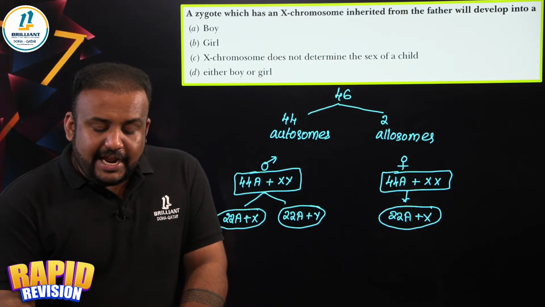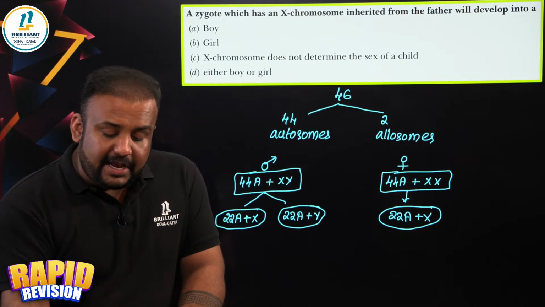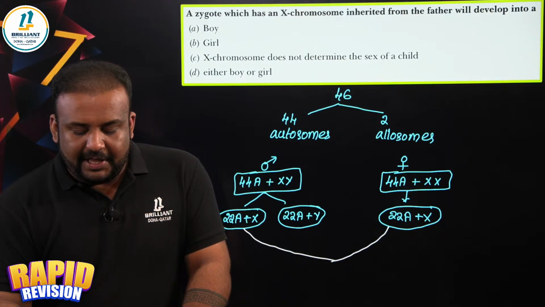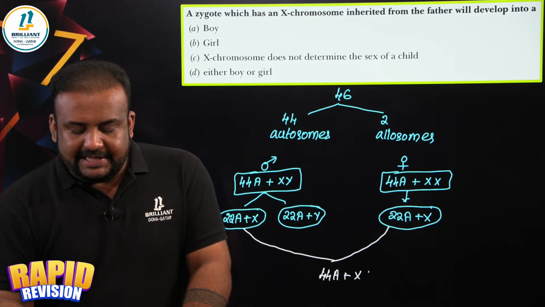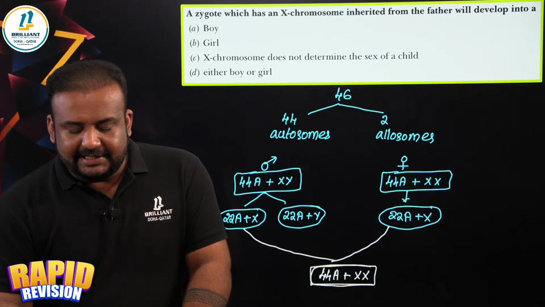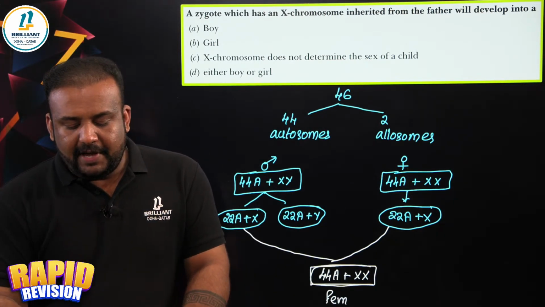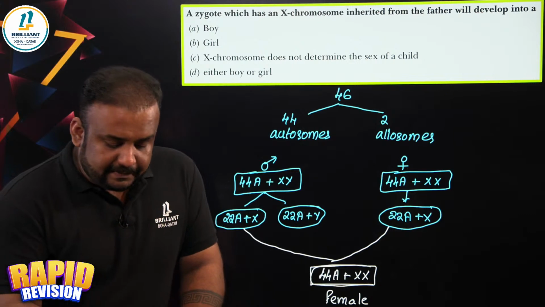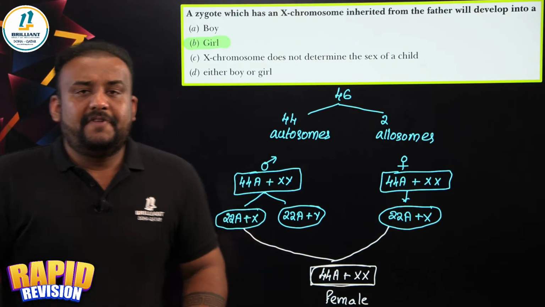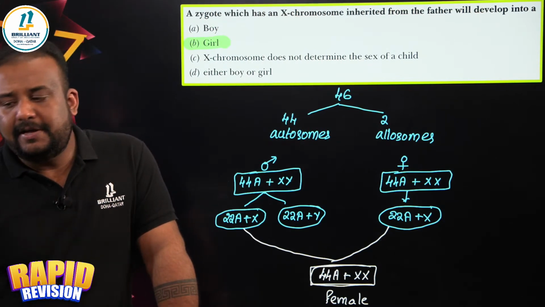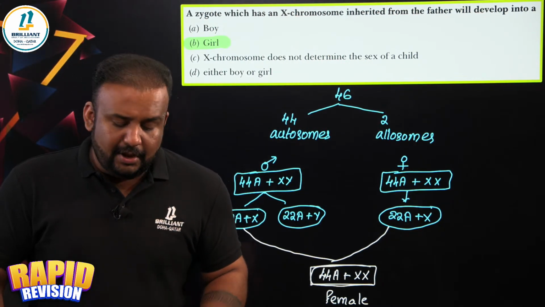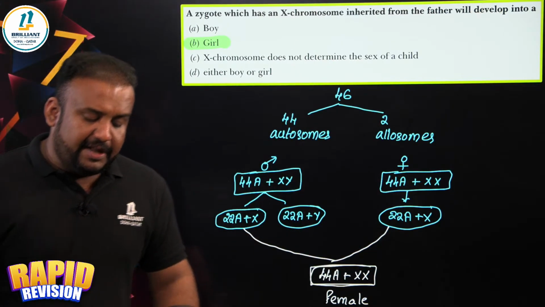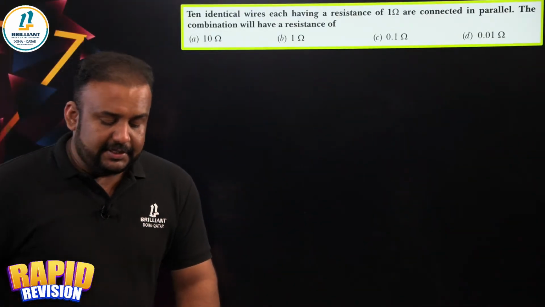So here, a zygote which has an X chromosome from the father. So here you see this X chromosome containing sperm, if it is fusing with the ovum, what will it produce? 44A plus XX, correct? What will that become? This will develop into a female fetus. Is that clear? So we can say the fetus will become a girl. Is that clear? Everybody know clearly what is the rule of sex determination in case of human beings? It's a very, very important question. So father is deciding the sex of the fetus.